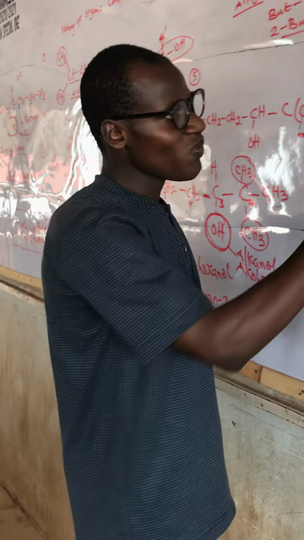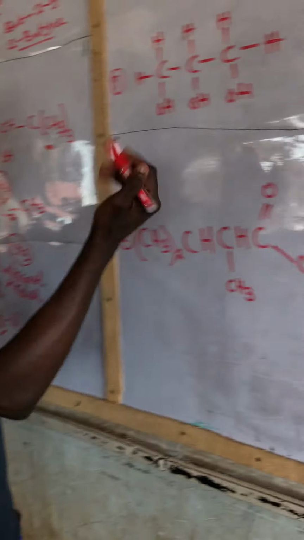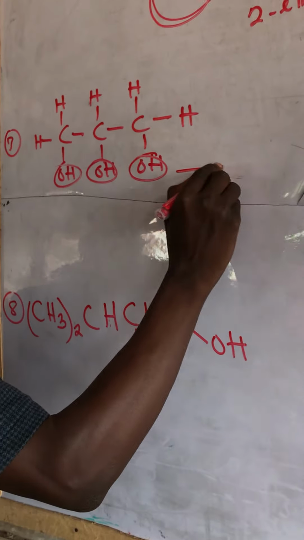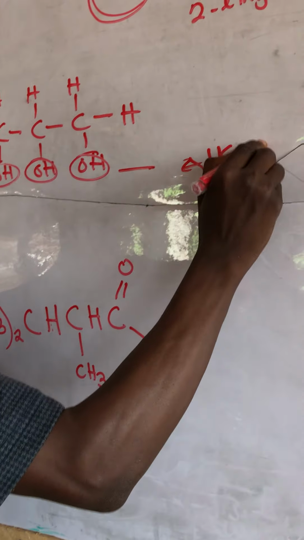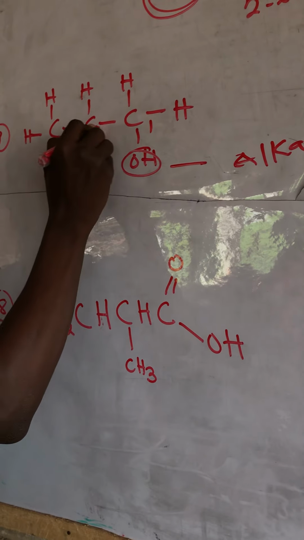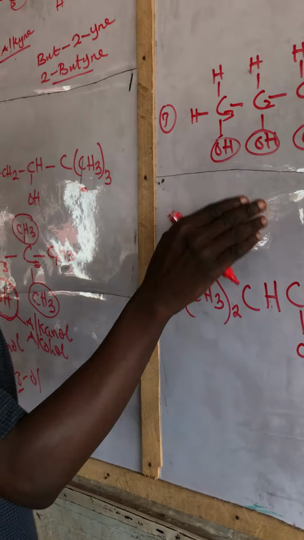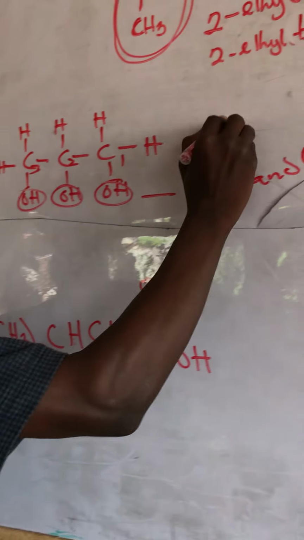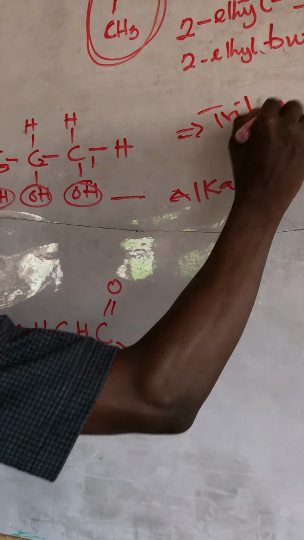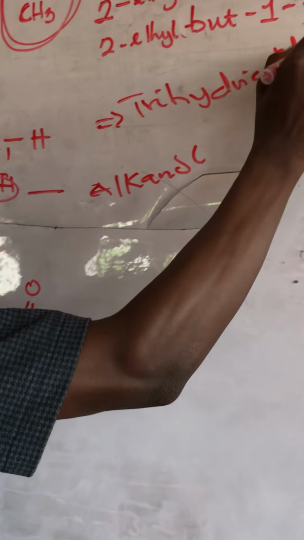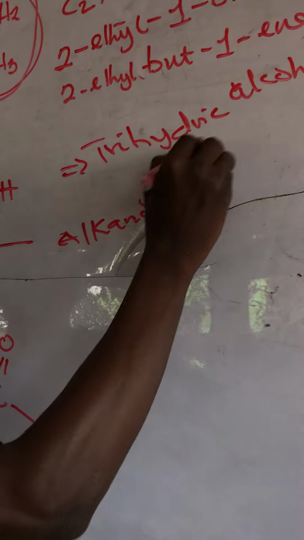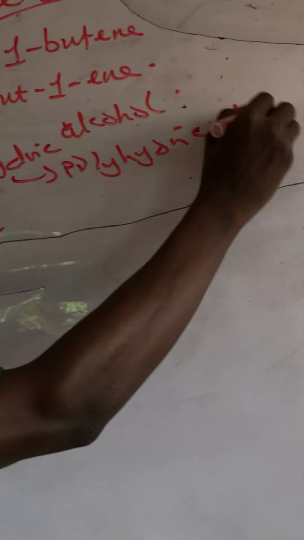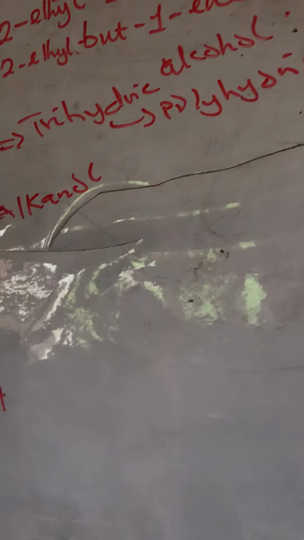Now, we come to this place. We have OH, OH, OH. Automatically, this is what? An alkanol. And I have carbon 1, carbon 2, carbon 3. You can see the OH is attached to the 3 carbon. This is an example of what we call trihydric alcohol. Trihydric alcohol or polyhydric alcohol, because the OH is more than 1 and 2.